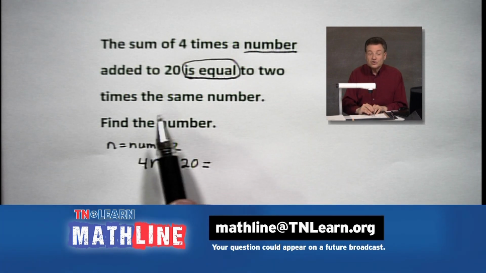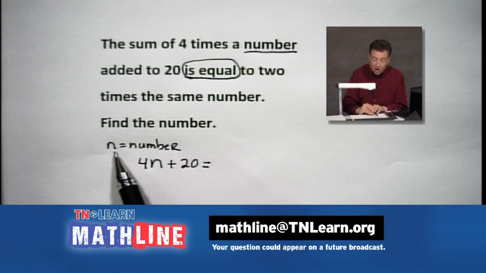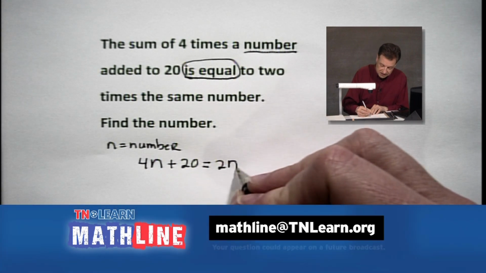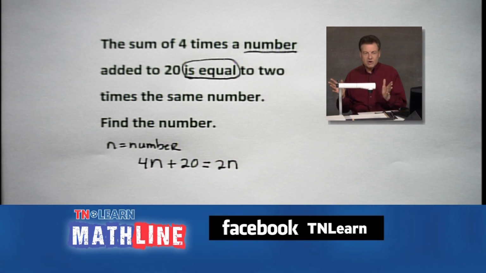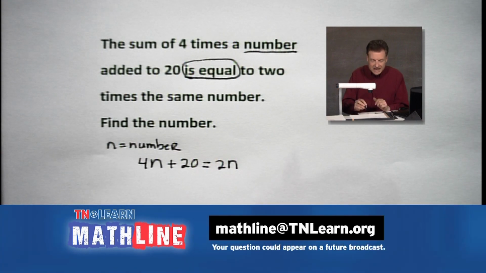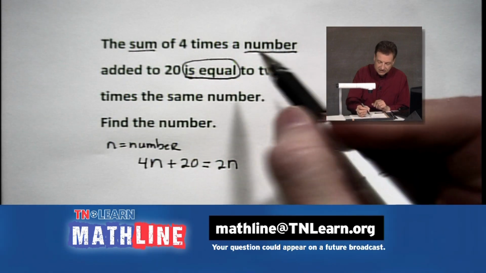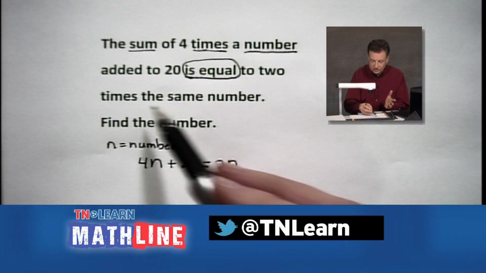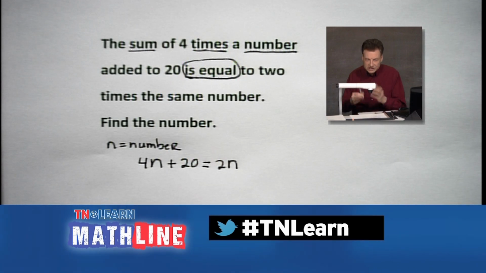Now, 2 times the same number. So we're still talking about good old n over here, all right? So equals 2 times n. So there's our story right there. That's the story in a nutshell. Again, the sum means add, times means multiply, and then equals 2 times, which means basically 2n.